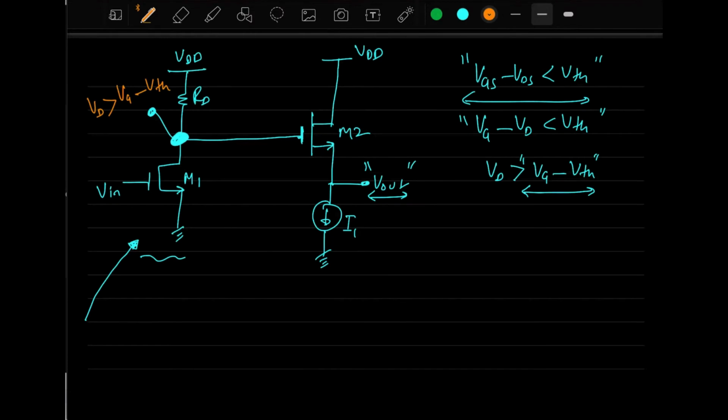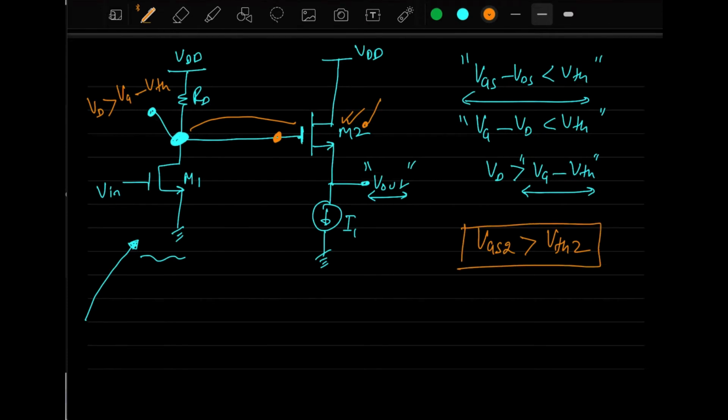But now once you connect this thing to this, let us see what minimum voltage is required here so that this MOSFET M2 works properly. In order to make this MOSFET M2 work properly, we know there are two conditions. One is that VGS2 has to be greater than VTH2. That is the first condition. If it is less than VTH2, then obviously your MOSFET will be in cutoff. And the second condition is that VGS minus VDS has to be less than VTH2. That is also the important condition for it to be in saturation.